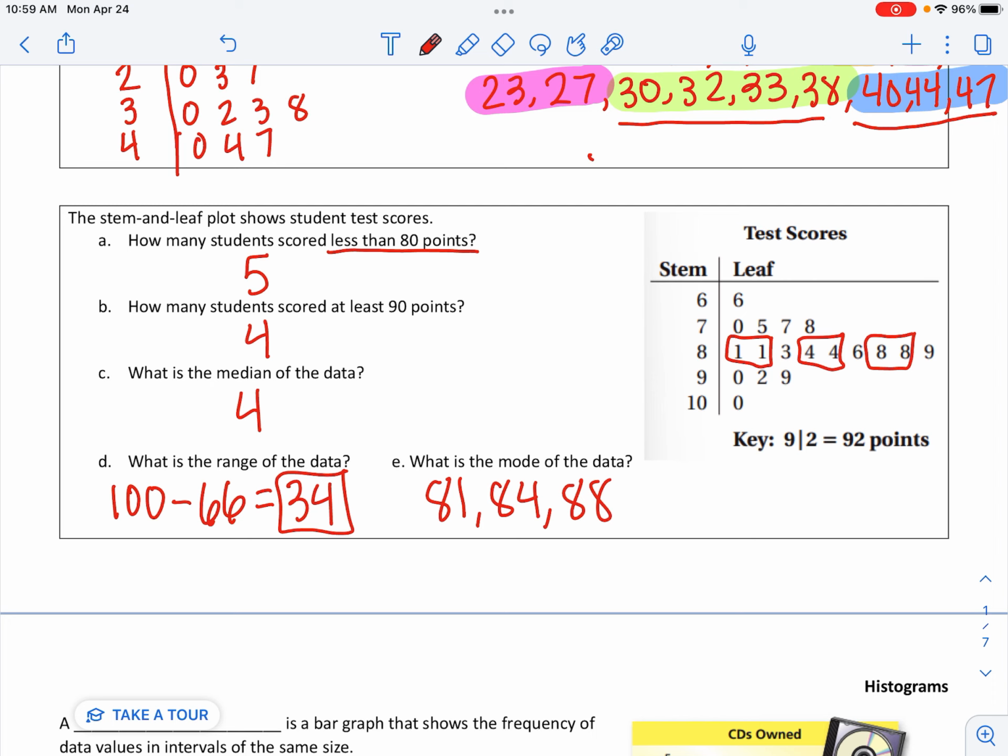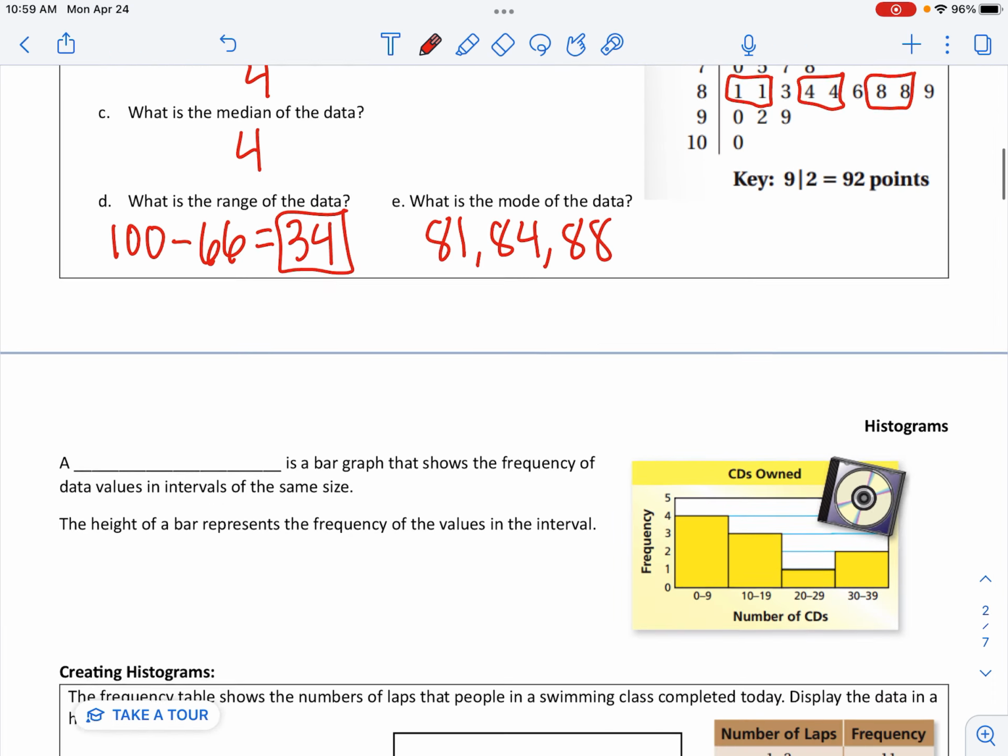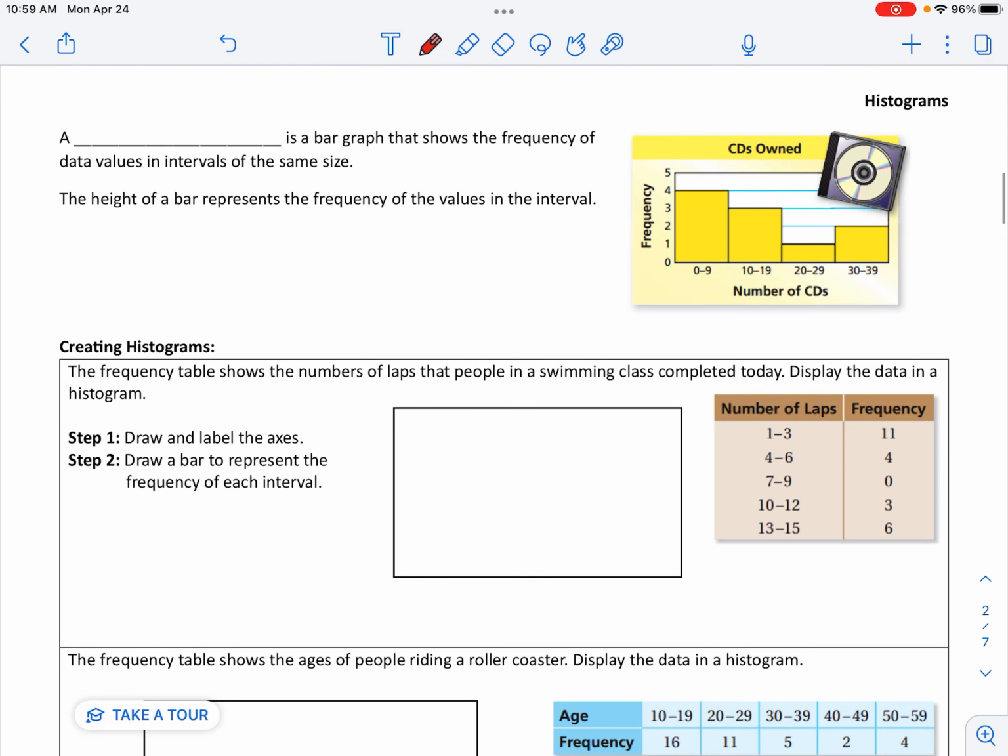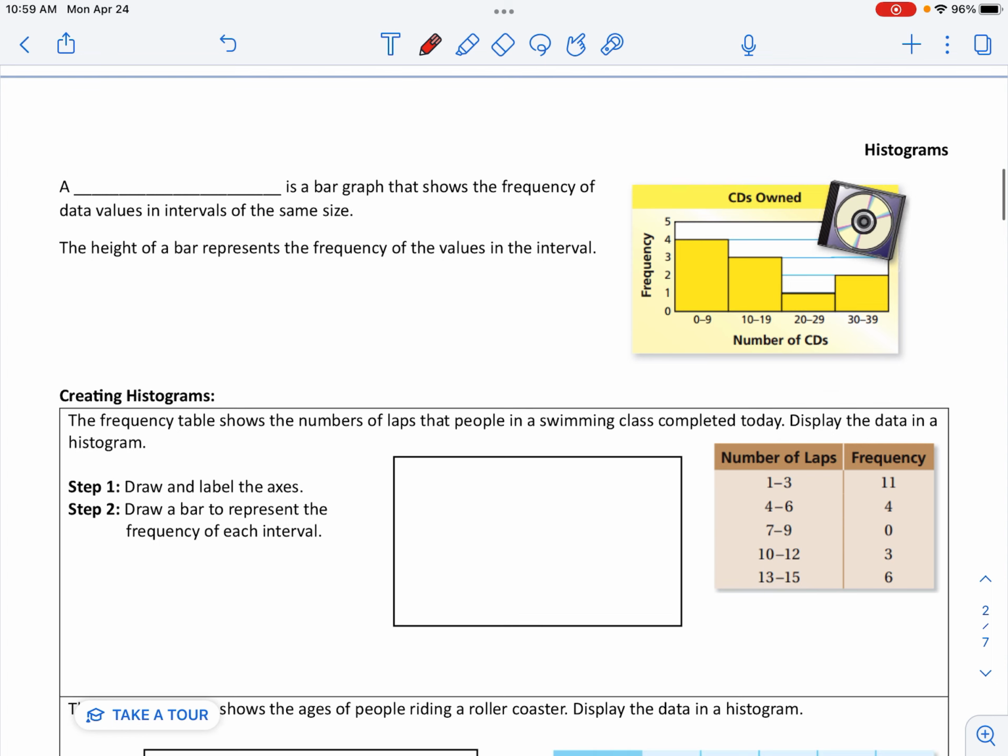All right, flip your page over, and now we are moving on to histograms. So a histogram is a bar graph that shows the frequency of data values in intervals of the same size. So a histogram is very similar to a bar graph. So you can see on the right that it looks like a bar graph, but there's no space in between. Usually when you have a bar graph, it would look something like this with spaces, but there's no space. Okay, they're right up next to each other. And what makes it a histogram is these numbers down here. There's not just one set number.